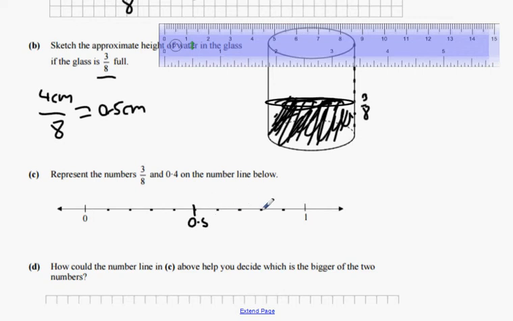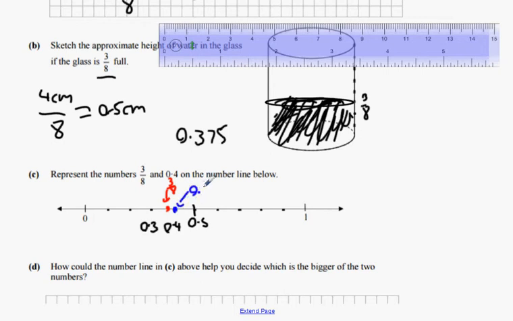0.6, 0.7, 0.8, 0.9, 1. So I have it divvied out. Now, 3/8 is 0.375. Okay, and that's in between 0.3 and 0.4. So it's around here. 3/8 is around here. And 0.4 is here on the dot.